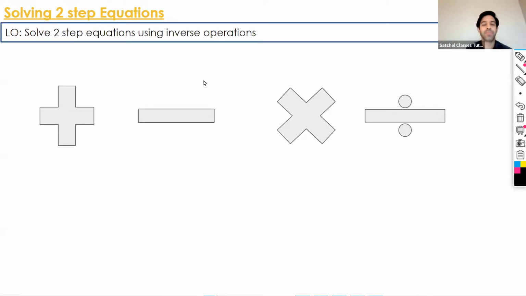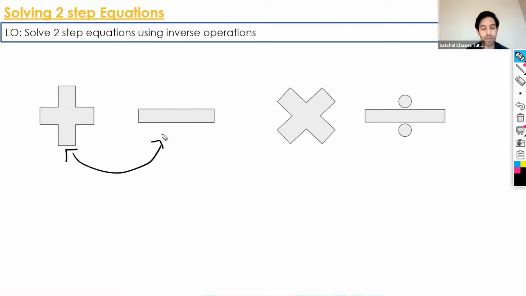Firstly, if we have a look at these symbols here, that's the addition symbol, that's the subtraction symbol, multiplication and division. So which ones are inverse operations? We call each of these symbols an operation in mathematics. So we want to know which ones are inverse operations, and the word inverse means opposite. So the opposite operations are these two.